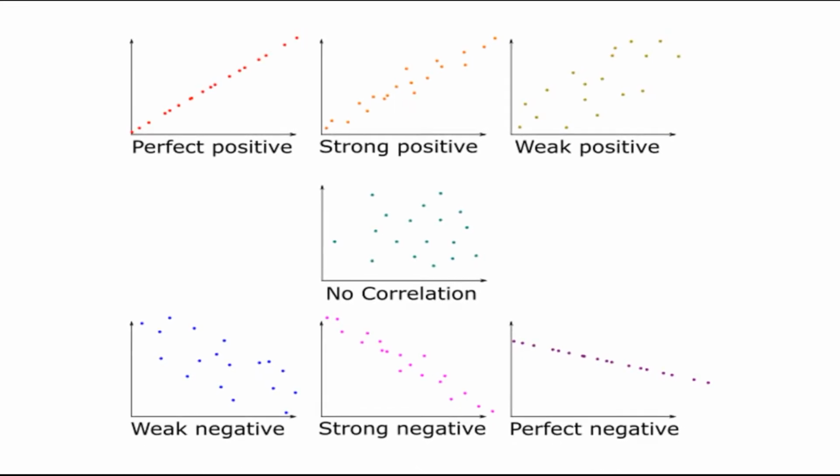Remarks. First remark is value of correlation coefficient lies within this interval, that is between -1 and 1. Its minimum value can be -1 and its maximum value can be 1. Here you can see different cases of correlation coefficient.